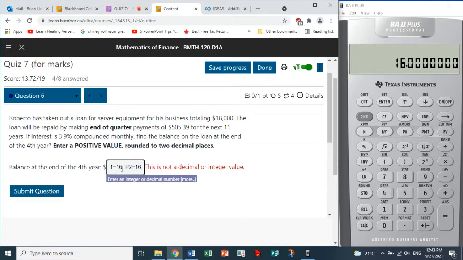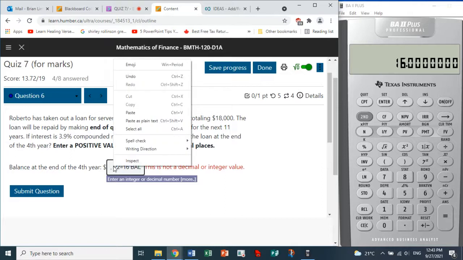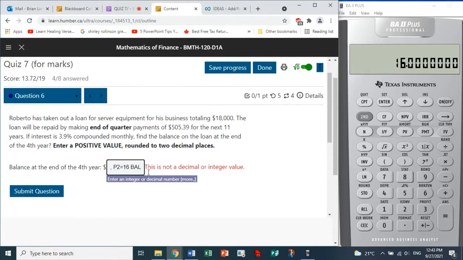And then we go and search for the balance. Then we want the BAL. All right, so that's what we're after. So let's go back a little bit here and we can see what's happening. So P1 is 16 and P2 is also 16, and then we get the balance. Okay, so let's do that.